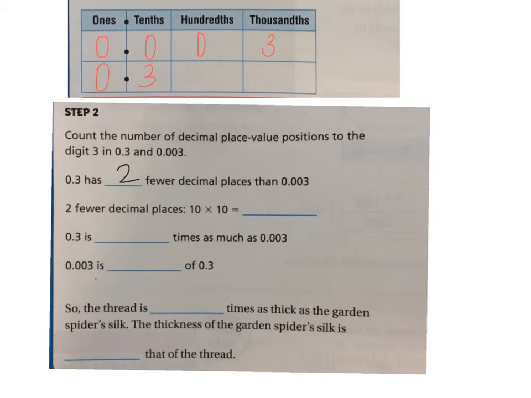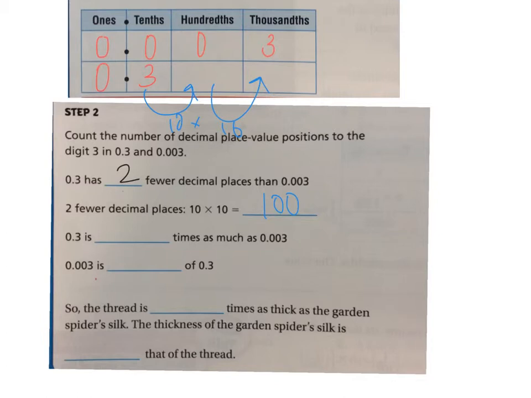How many times smaller is it when I move one space to the right? Show me with your hands. How many times smaller? 10 times smaller. And then if I go another 10 times, it's 10 times 10, which is 100. So every time I move here, it's 10 times smaller. And here's another 10 times smaller. Yeah, very good. So two fewer decimal places equals 10 times 10, which is 100 times.